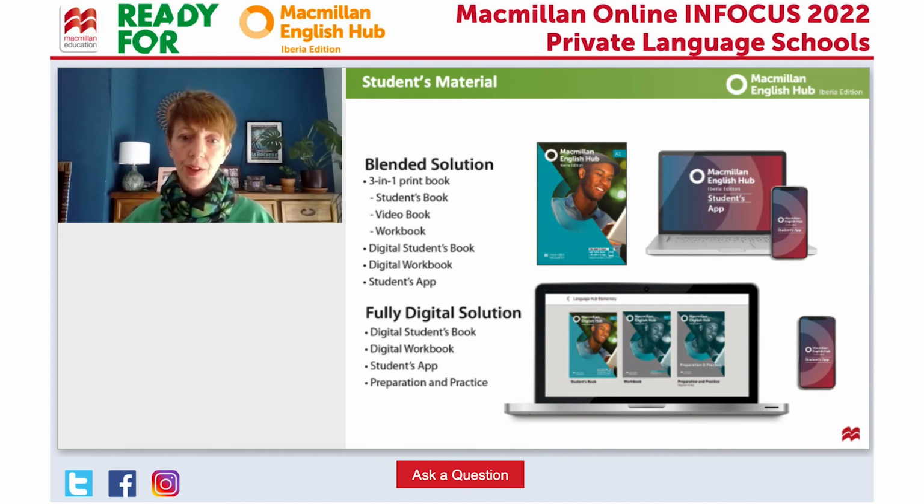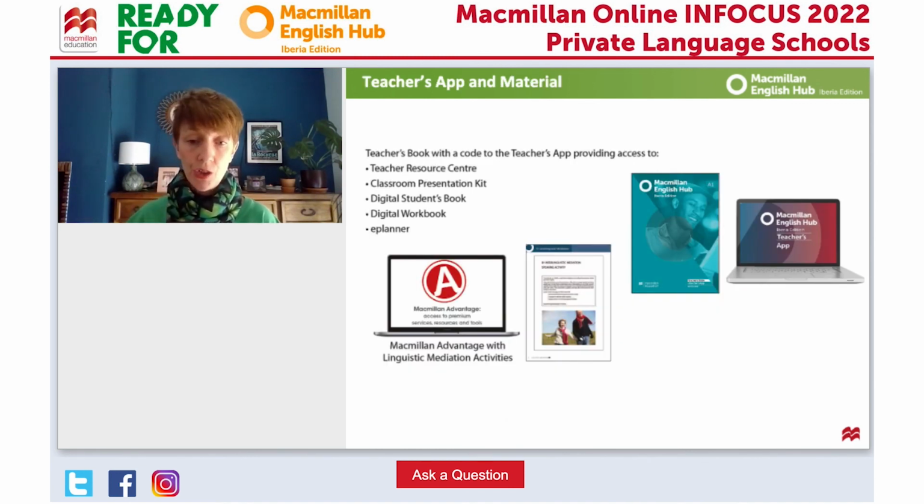And the teachers. Here's what is available for the students. You have the blended solution of the student's book or a digital student's book, whatever you prefer, but in both options you will always get access to the student's app. And for the teachers, you have your fully complete Teachers app, which gives you access to the digital student's book for projection in class or online class. You have the workbook and the e-planner.